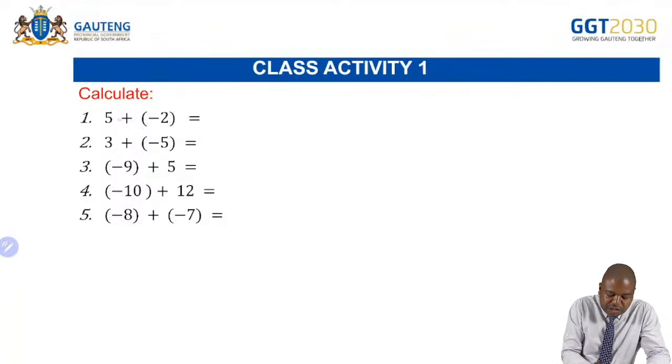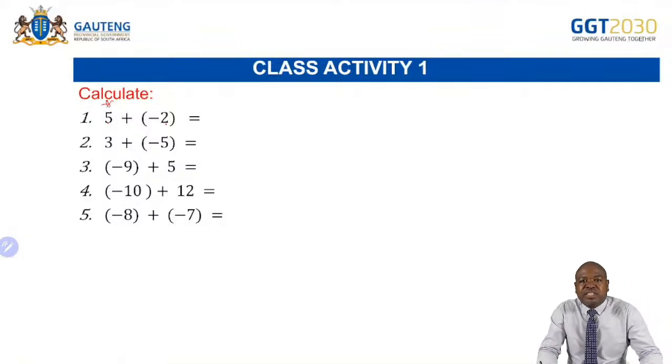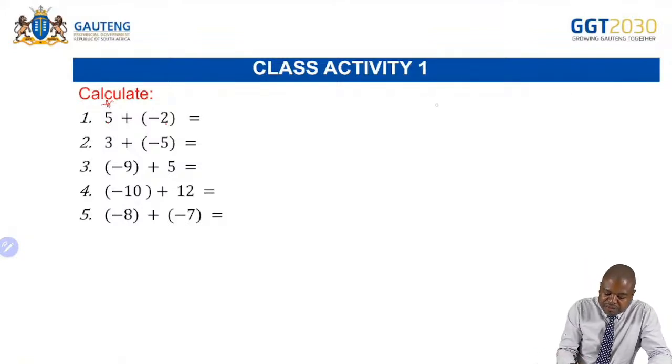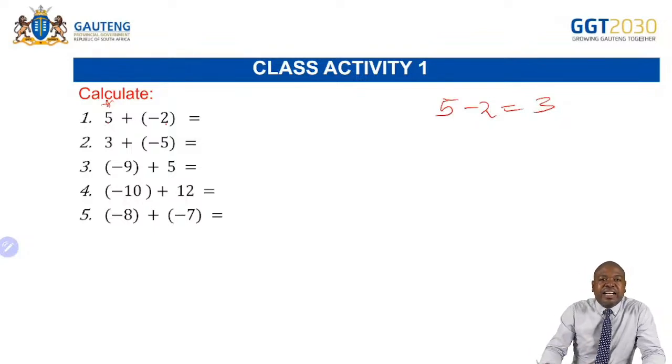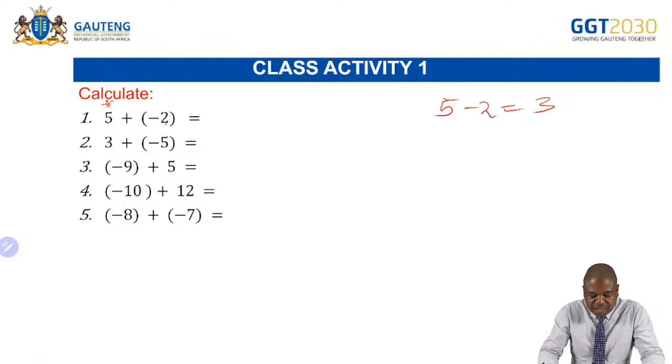Are we together? If we are ignoring the signs, like in this case, 5 and 2, which one is the bigger number? It is 5, and 5 is positive. So if we subtract 5 minus 2, our answer will be 3, and the answer will have the sign of the bigger number when ignoring the signs. So 5 plus negative 2 will give us 3. And then we move on to number 2.